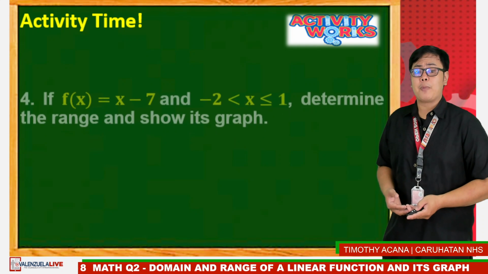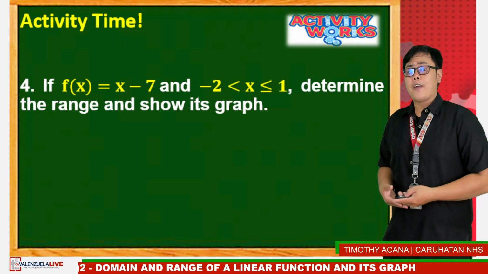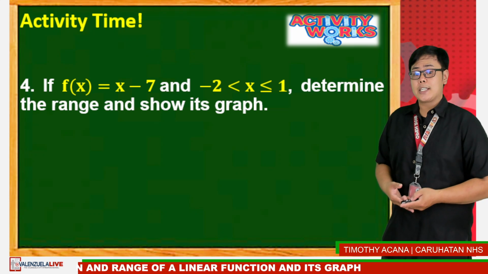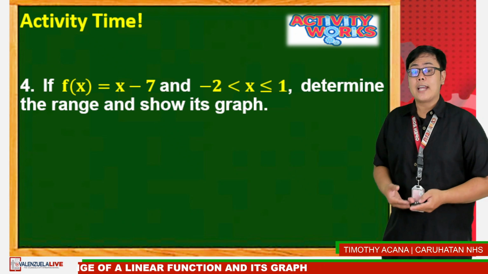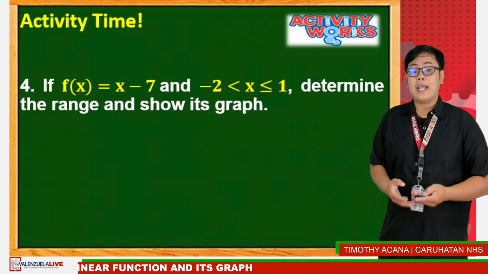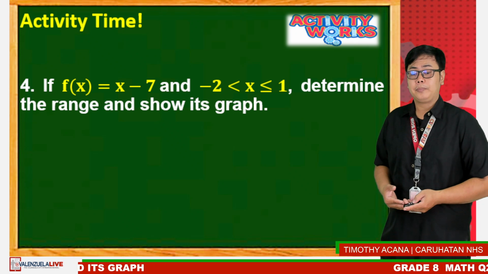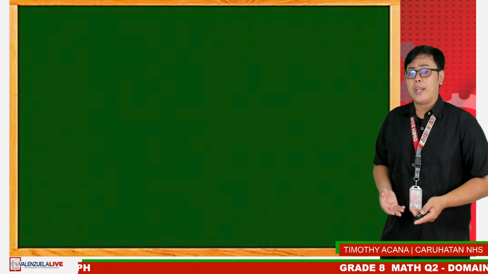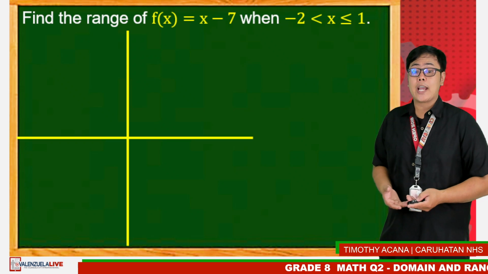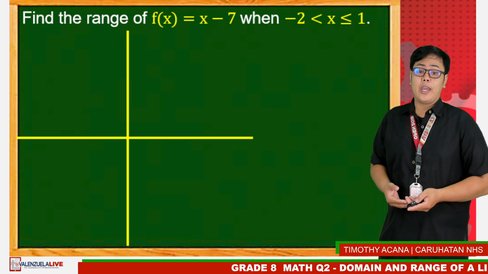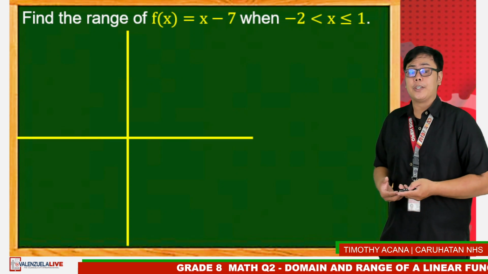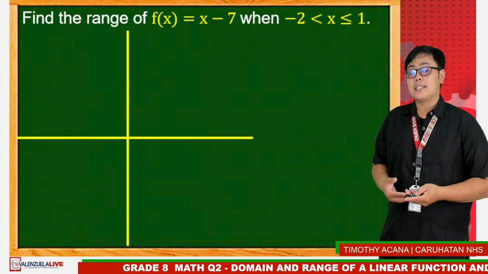And for our last problem, if f of x is equal to x minus 7, and x is greater than negative 2, but less than or equal to 1, determine the range and show its graph. To find the range of f of x is equal to x minus 7, evaluate it when x is greater than negative 2, but less than or equal to 1.